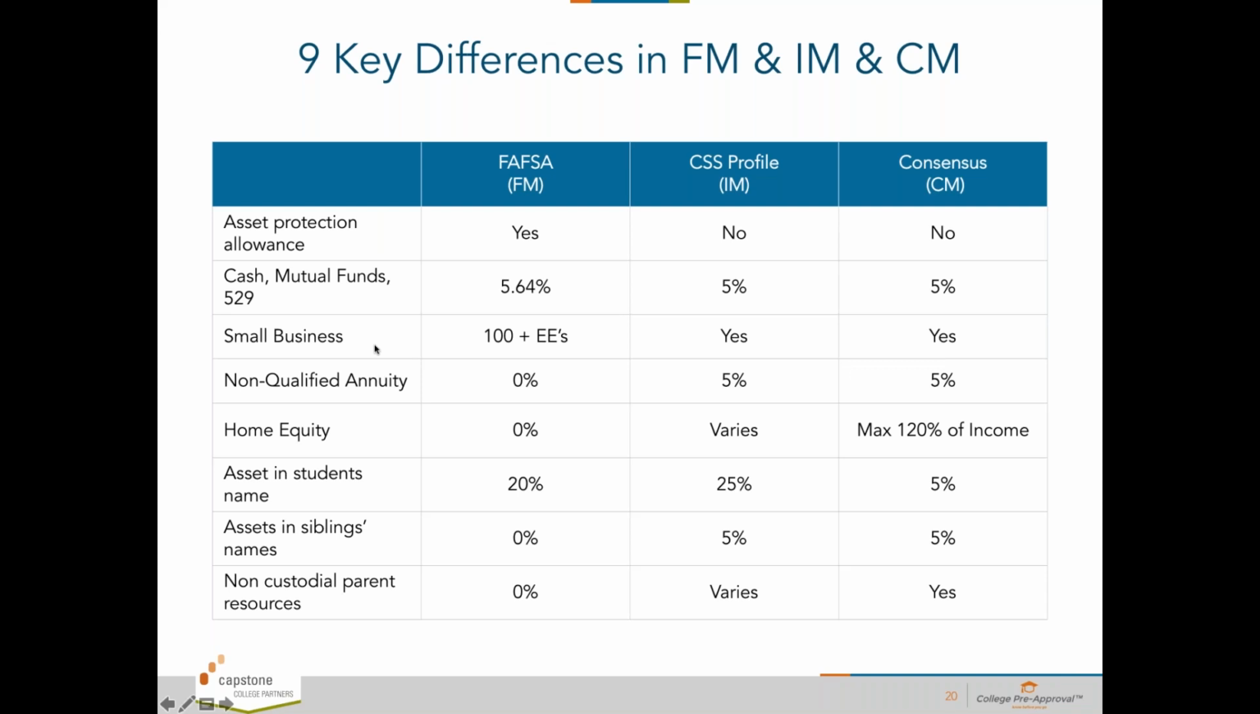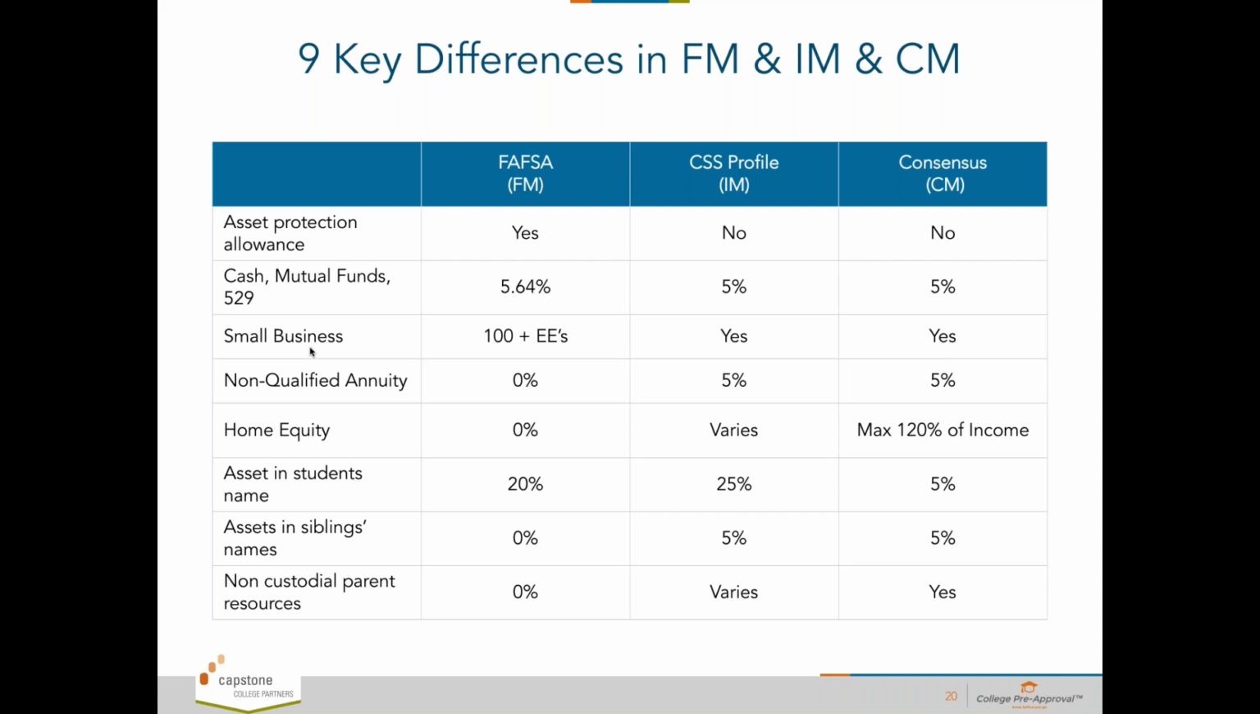And then another key is how do they view small businesses? So what defines a small business? Within the context of the federal formula, essentially, if you own more than 51% of the company and it's a small family-held business, as long as you have less than 100 employees, it's not an asset that they look at. Whereas the CSS profile and the consensus are going to consider your small business as a resource to pay for school. So how do you value a small business if there's not a true valuation?